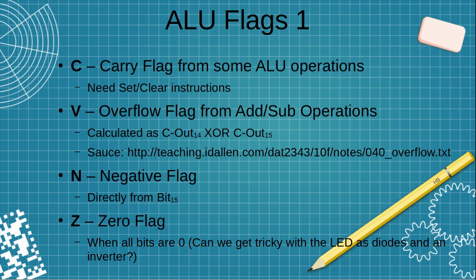So my plan is to start with the typical 4 flags that an ALU would have. So there would be some carry. Many instructions will actually impact that carry flag. Overflow for signed operations. A negative flag, which some call a signed flag, which is going to be directly taken from the most significant bit. And then a zero flag, meaning all the bits are zero. And I'm curious if I can get tricky by using the LEDs as diodes and then use an inverter of that and tie them all together. I'm not sure I'm going to be able to do that, but it'll be fun, a little experiment to take on.